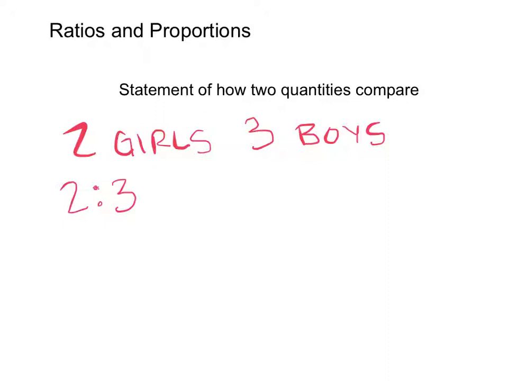Another way that you might see this written is as a fraction. This is how we're going to use it in algebra. That would be 2 over 3. This compares the number of girls to the number of boys. This exact same relationship can be represented with another fraction. So the fraction 3 over 2 compares the number of boys to the number of girls in this school.